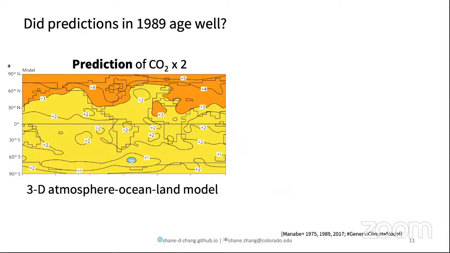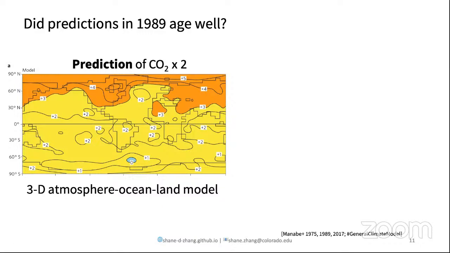So you might wonder, how does the prediction compare with observations? Here is the prediction made in the 1980s of the change in the surface temperature of the Earth by doubling CO2 in the atmosphere. The yellow color means it gets warmer, while the blue color here means it's getting colder.